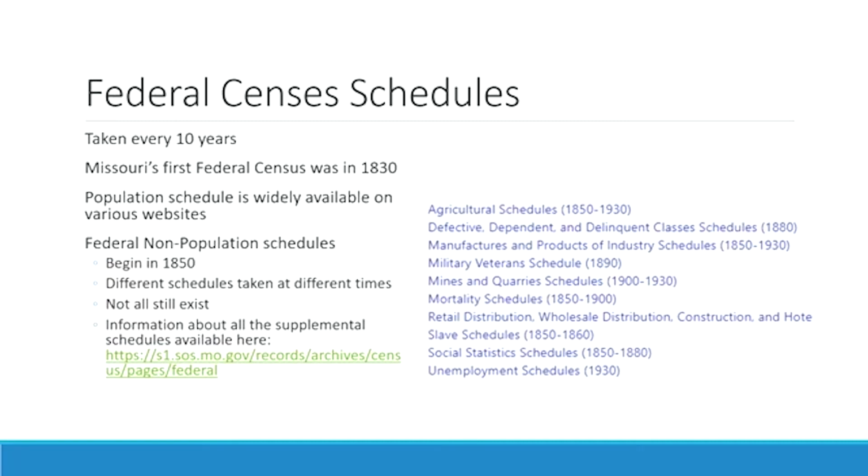They begin in 1850, and different schedules are taken at different time periods. The list to the right shows the variety of schedules that were taken at different times. Unfortunately, not all of these still exist, which makes me sad when I think about it. The unemployment schedule from 1930 in particular, I think, would be of great interest to people whose ancestors lived through the Great Depression, but unfortunately it no longer exists. Information about all the supplemental schedules is available on that federal census portion of our website.